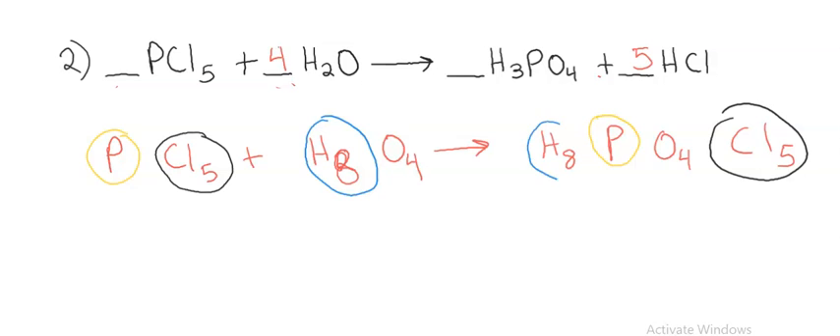8 hydrogens, and 4 oxygen, 4 oxygen. So it's good. So I just need to put a 1 in front of these to indicate that it's just the same one. Okay, so that's how you balance that second one.